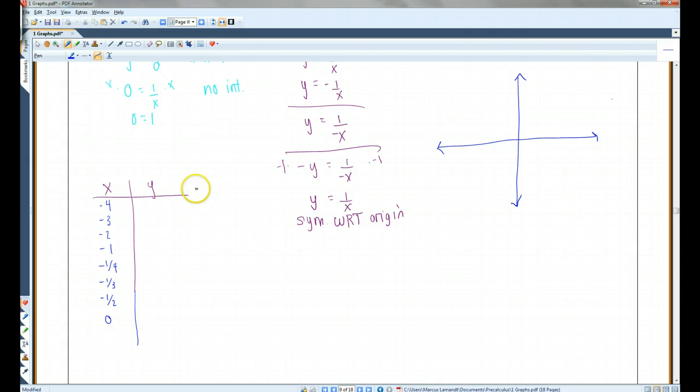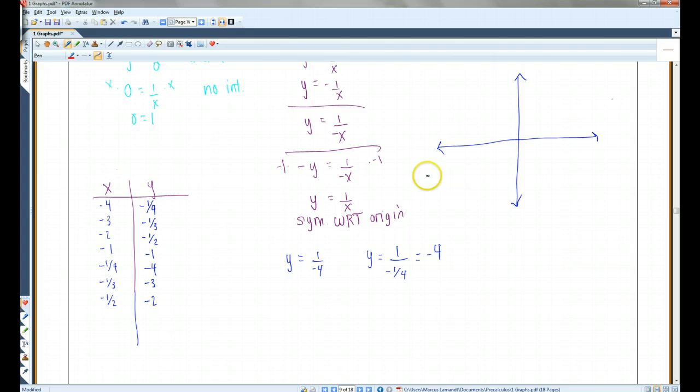Okay, so negative 4, plug in for x, we end up with negative 1/4. You can actually probably do this in your head. This is negative 1/3, this is negative 1/2, this is negative 1. This one might be a little trickier. Y equals 1 over negative 1/4. This is going to be negative 4. Actually, I'm not sure why I plugged in 0. It's undefined at 0. Okay, so let's plug these in and see what we get.